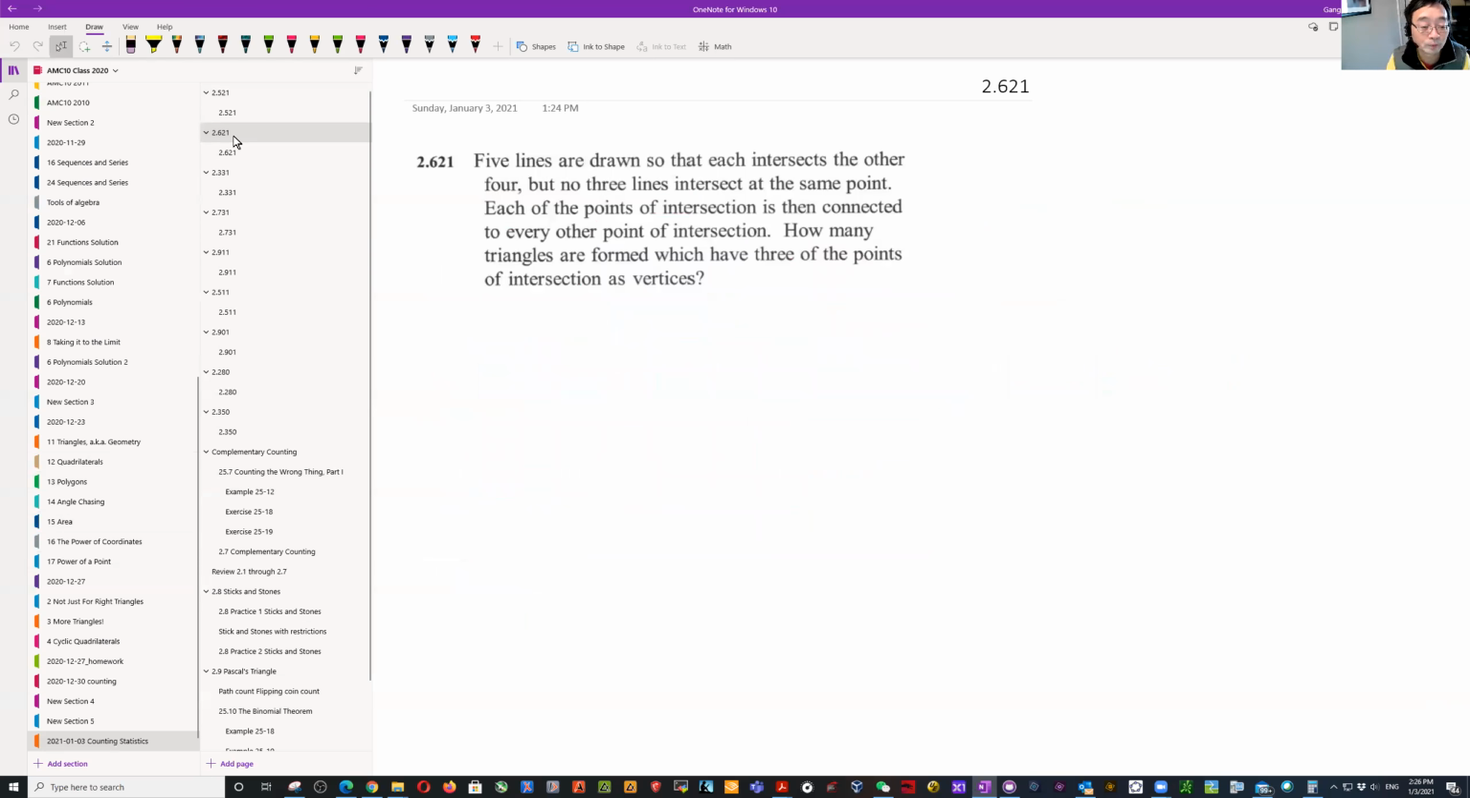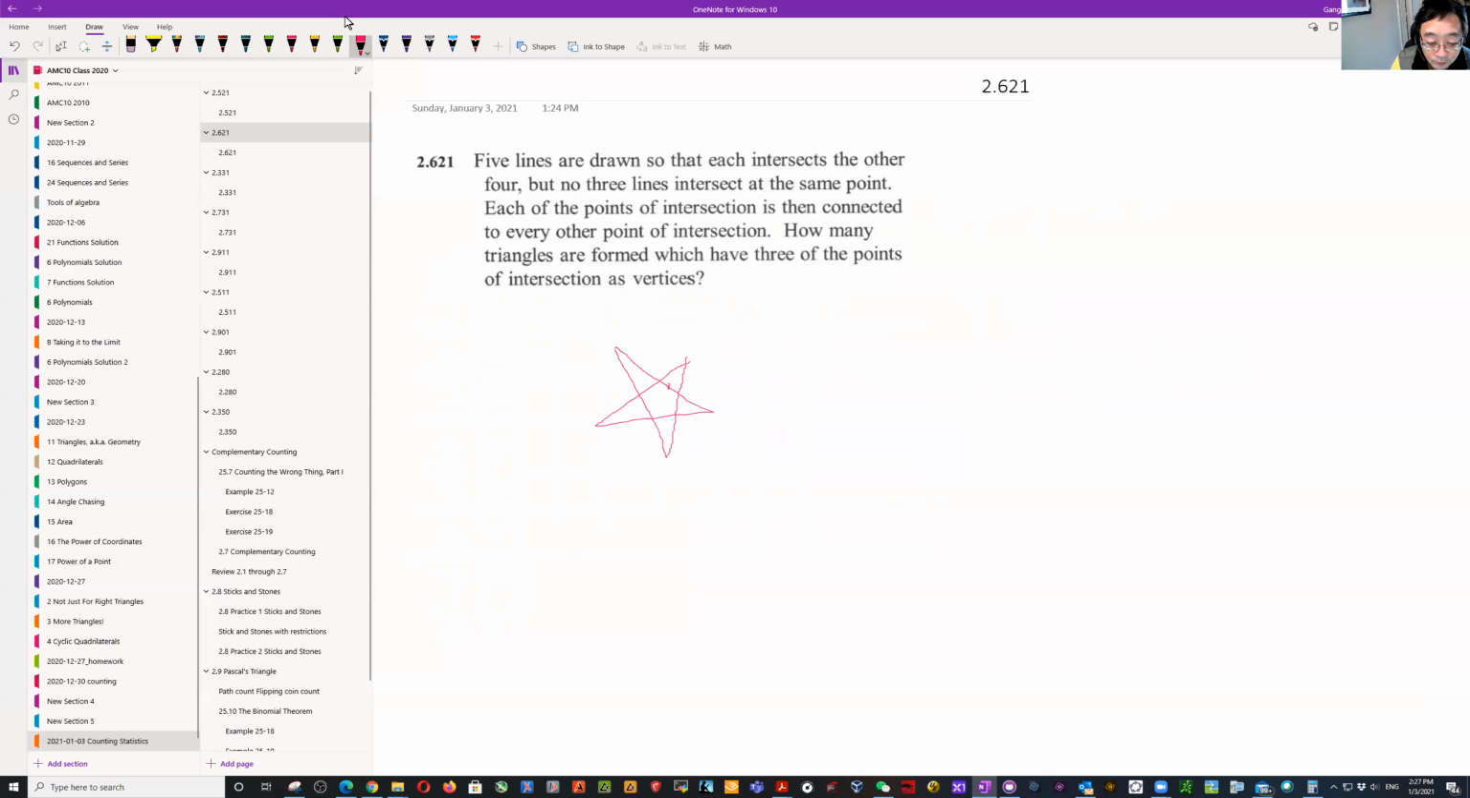Let's try to do this problem. 5 lines are drawn so that each intersects the other 4. So 5 lines, that actually sounds more like a star. If you have a star, basically it's the edges of a pentagon. It's not necessarily regular, but it's a pentagon that, if you extend it, is going to intersect. Each intersects the other 4.